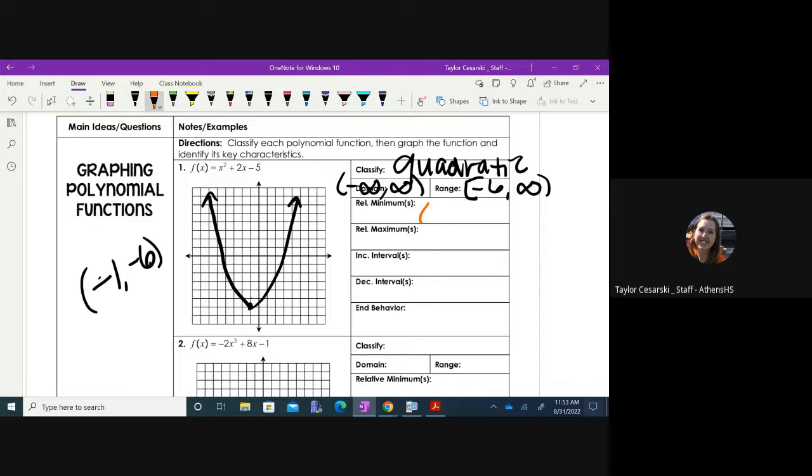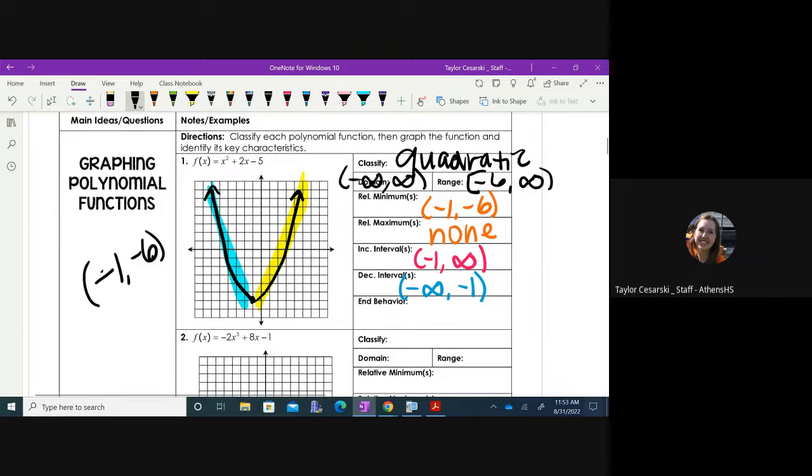For my relative minimum, it's going to be -1, -6. That's that point right there. There are no relative maximums. My increasing interval is going to be what I just highlighted in yellow. So it's going to start at -1. Again, we're using parentheses because that's not included in the increasing interval, and going to infinity. And then decreasing interval, I'm going to start at negative infinity and stop at -1. Again, -1 because that's your x value of your minimum.